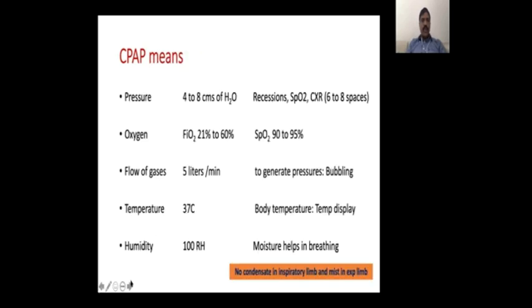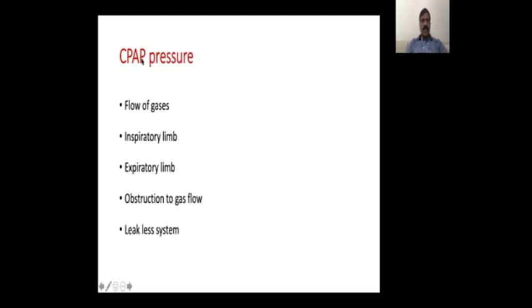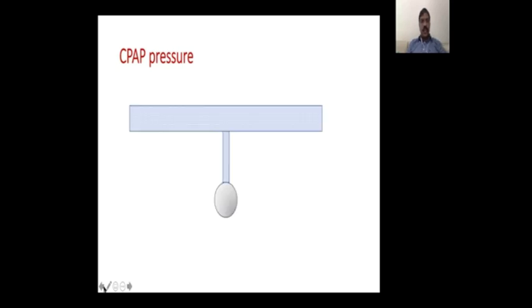Now let us look at how we ensure that we get pressure, oxygen, temperature and humidity. What do we need for getting these 5 components? So for generating pressures, we need flow of gases, we need an inspiratory limb, we need an expiratory limb, and we need to create an obstruction to gas flow and a leakless system. So this I will try to explain in the next slide. So to generate pressures, you need a circuit like this.